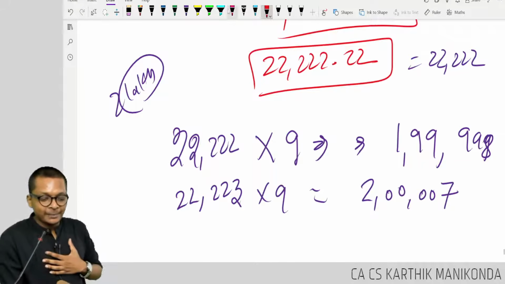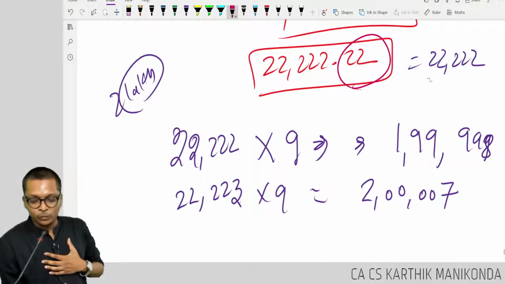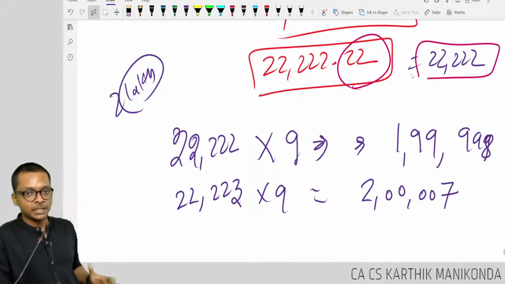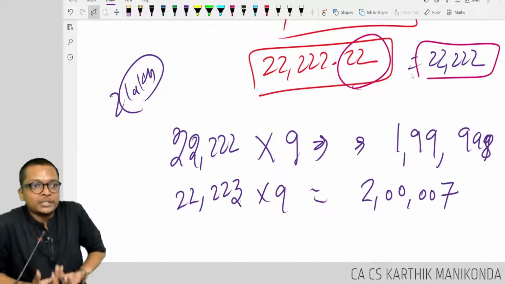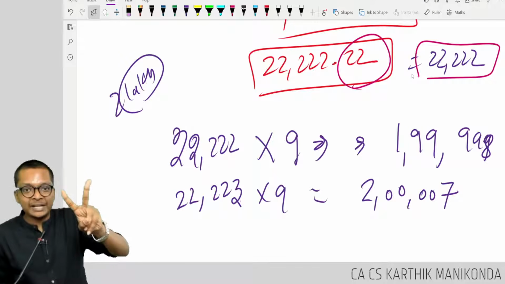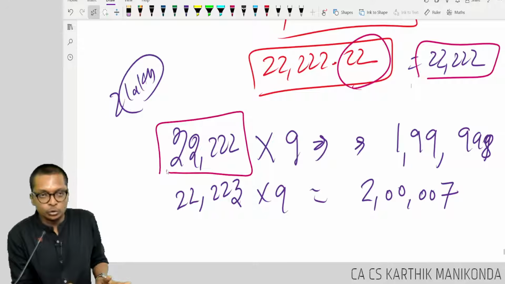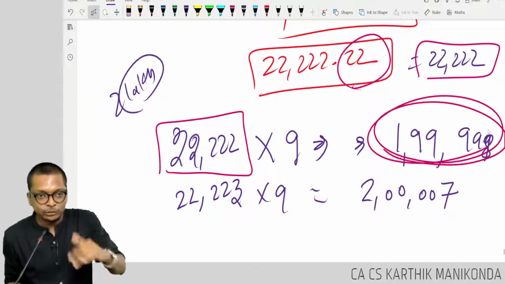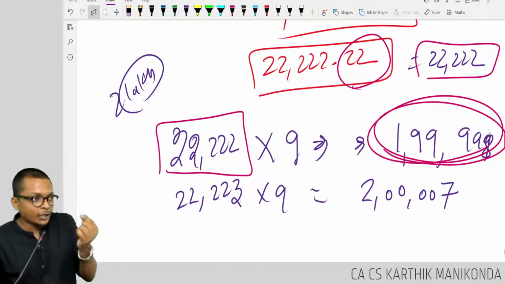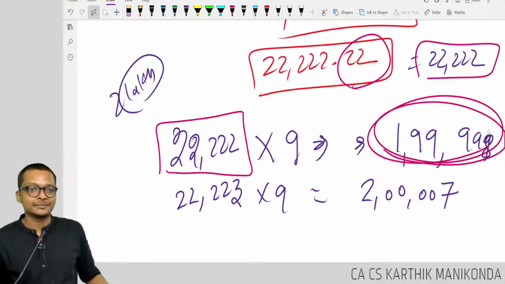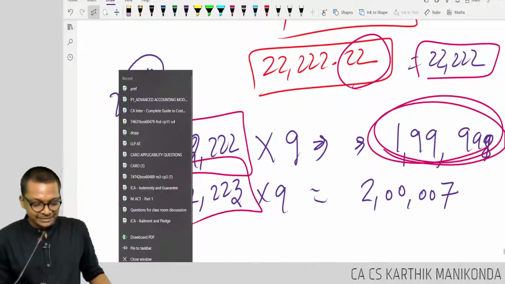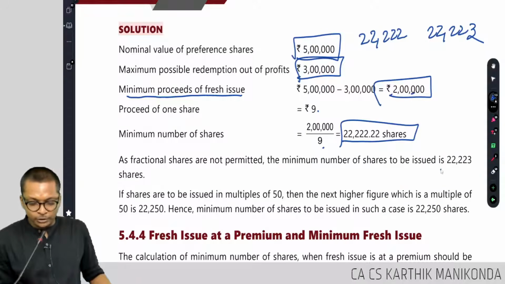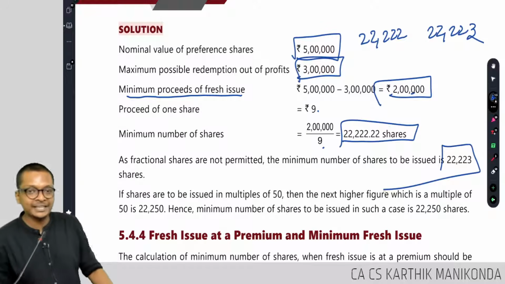Here you can't apply basic maths and round off to 22,222. Gone. Because minimum money, minimum fresh issue to do is how much, guys? 2 lakhs. If you keep 22,222, you are raising only 1,99,999. You are 1 rupee short. 1 mark also matters. So you should make it 22,223. That's the answer in the book also. 22,223. Are you following, guys?